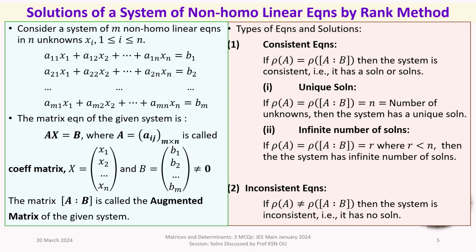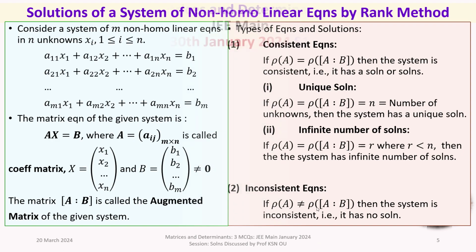Okay? So these are the various types of equations with consistent equations, inconsistent equations, and when it will have unique solution, when it will have infinite number of solutions. This is the discussion of the solution of a system of non-homogeneous linear equations by rank method. At times, this method seems to be easy for solving some of the questions. For that reason, we have taken up this one, and we will solve 3 multiple choice questions that have come in the January 2024 session JEE Main examination.